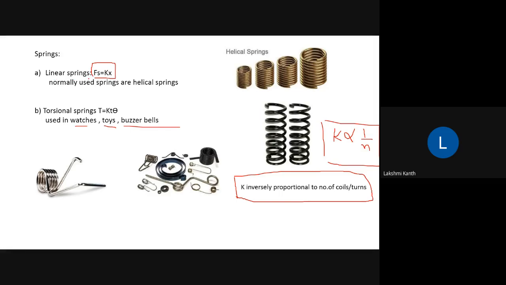We already discussed all this: linear springs, spring force into x, torsional springs. Instead of spring force, here it is torsion, and it is kt into theta. Okay, theta in terms of angular, right? Okay, so these are the helical springs. These are the torsional springs. Okay, next. So these are also torsional springs. These are also torsional springs. All this. Right. Next step.